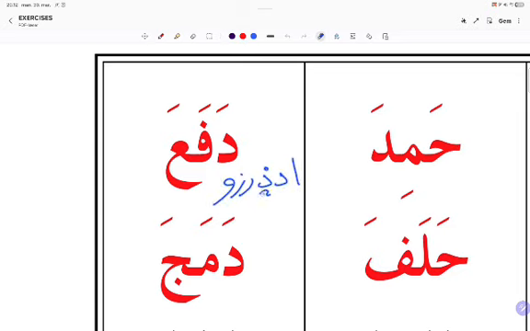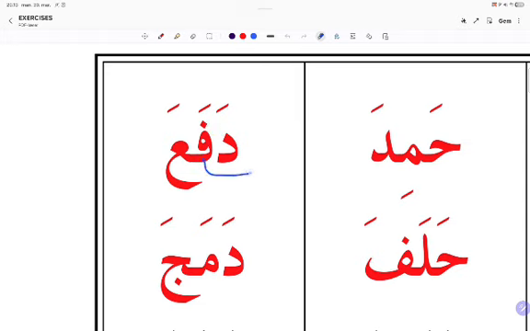Alif, dal, dhal, ra, zai, wow. It cannot be connected from the left, so it's standing alone. Dal, fatha, da.